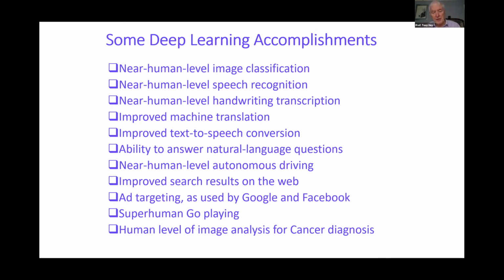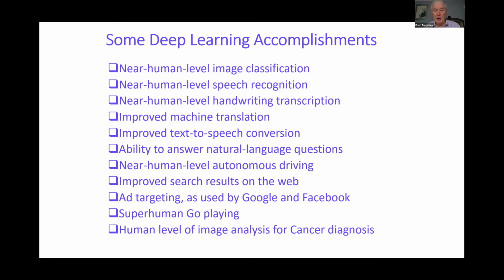And this image recognition will enable near human level driving. So you'll have driverless vehicles of various types. You can also now have, one of Google's subsidiaries called DeepMind can now play Go better than the best Go players in the world. So that's a remarkable achievement using deep learning.